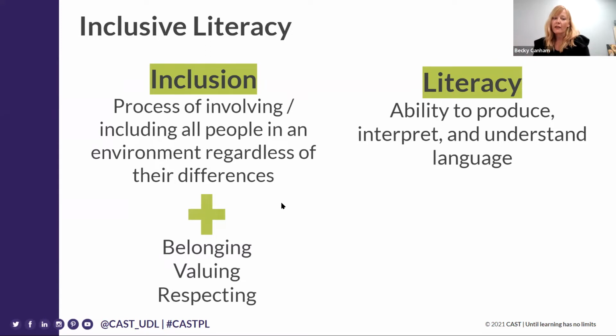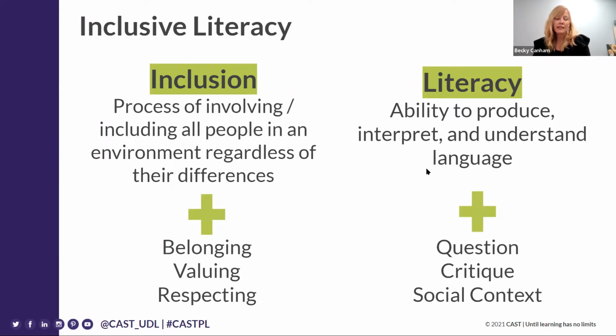We want to make sure that everyone feels that they belong, that they're valued and respected. And then our foundational definition of literacy: the ability to produce, interpret, and understand language. But we also want to extend that to questioning and critiquing the text, the media, whatever we're looking at, and thinking about the social context of literacy.